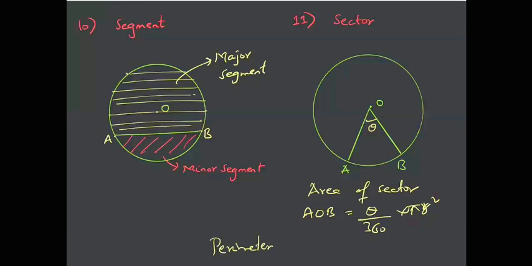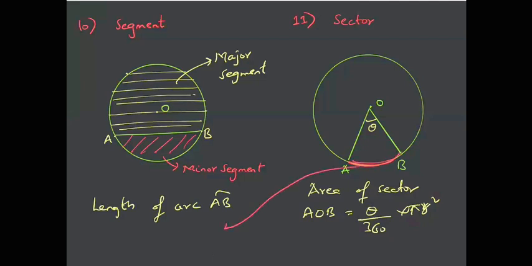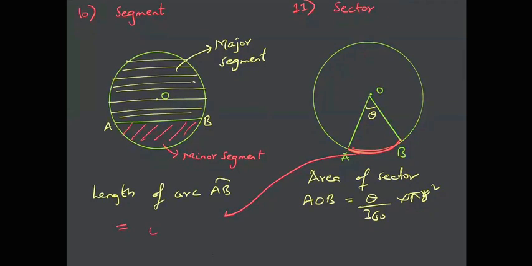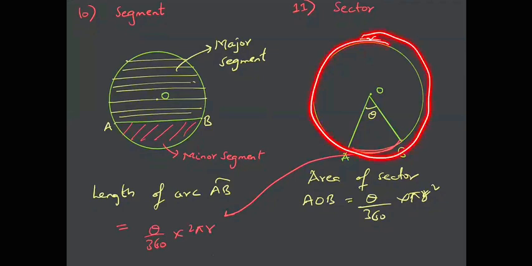Instead of writing the perimeter, let us write the circumference of the arc, or say the length of arc AB. So we are talking about this length. How much is this length? This would be theta by 360 into 2 pi r, right? Because the entire length is 2 pi r, and the entire circle subtends 360 degrees at the center. So its length is 2 pi r.